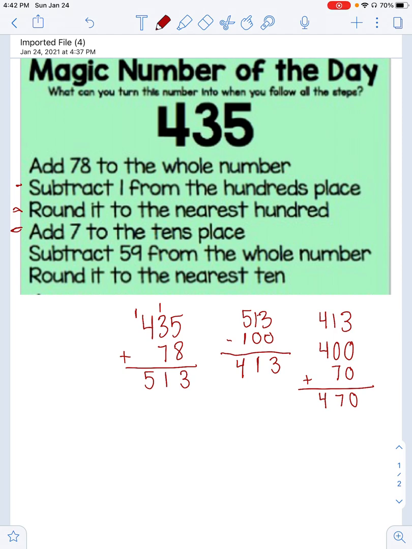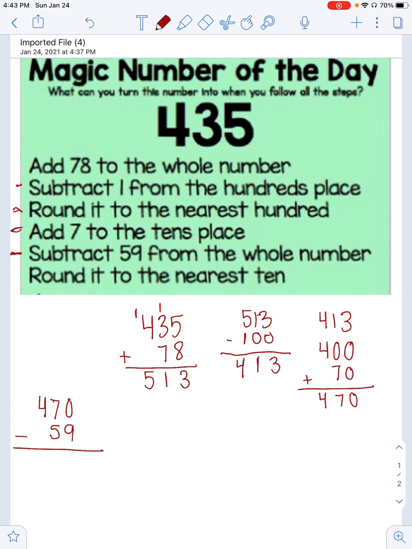2 more steps to go. Subtract 59 from the whole number, or the entire number. So I'm at 470 right now. 470, and then what does it say? Subtract 59. Okay, so I have to subtract 59 from it. Now, I see right away that there's a 0 on the top in the ones place, and that's not going to work because I can't take 9 away from 0. So I have to go over here and borrow from the tens place.